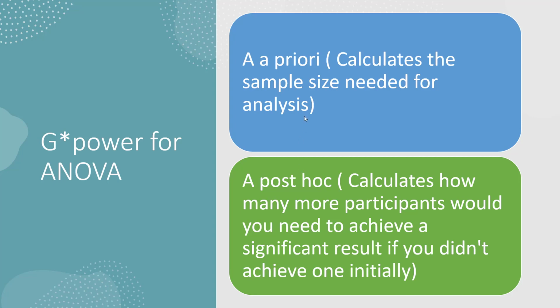The first half is the part that I spend most of the time looking at, which is about how you would calculate your sample size needed for your analysis. So this is a priori, this is before you start your analysis, and is all about working out how many participants you need. Then you've got what's known as a post hoc GPower, which is about calculating the power you achieved. So let's say that you didn't achieve a significant result and you want to know how many more participants you would need in order to achieve that result based on the effect size you got. Then that's when you would do a post hoc.